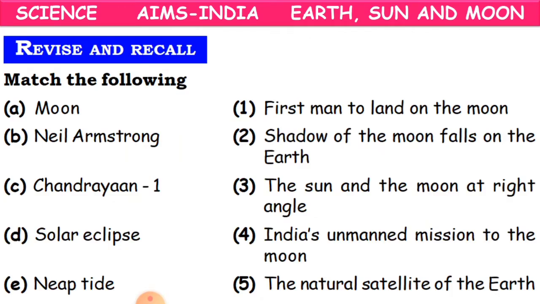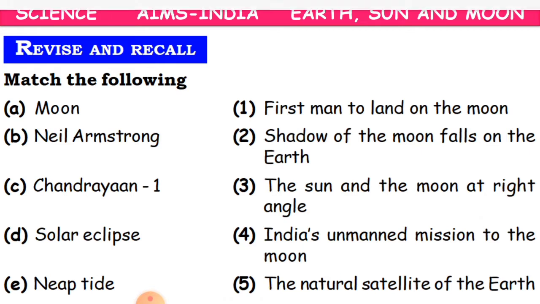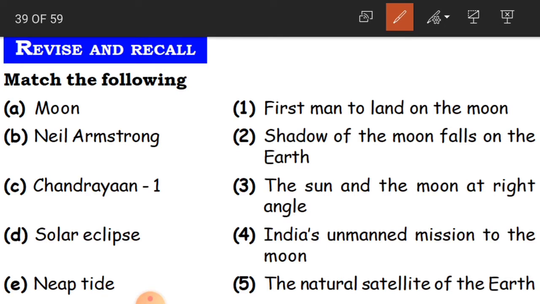Clear, children? Now let us revise and recall the lesson by doing this match the following exercise. See here, moon. What is a moon? Moon is the natural satellite of the earth. So A matches with the fifth number. Neil Armstrong. Who is he? He is the first man to land on the moon.